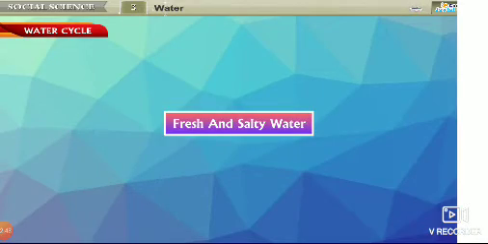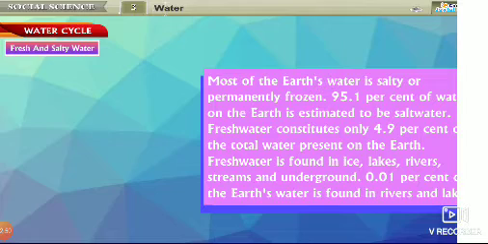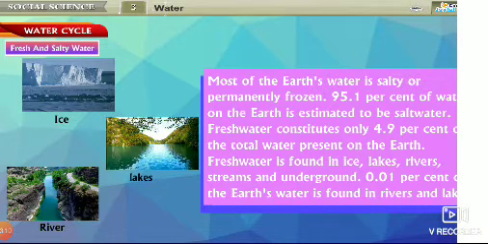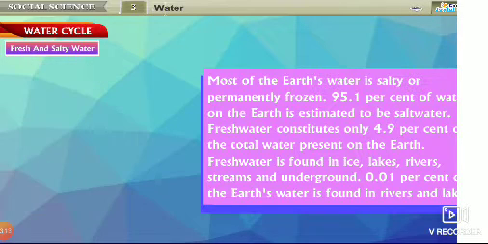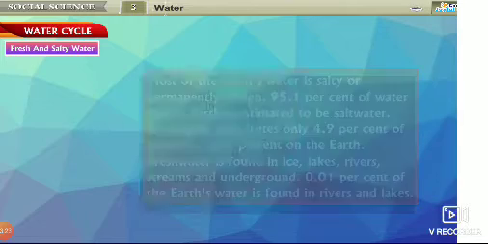Fresh and salty water. Most of the Earth's water is salty or permanently frozen. 95.1% of water on the Earth is estimated to be salt water. Fresh water constitutes only 4.9% of the total water present on the Earth. Fresh water is found in ice, lakes, rivers, streams, and underground. 0.01% of the Earth's water is found in rivers and lakes.